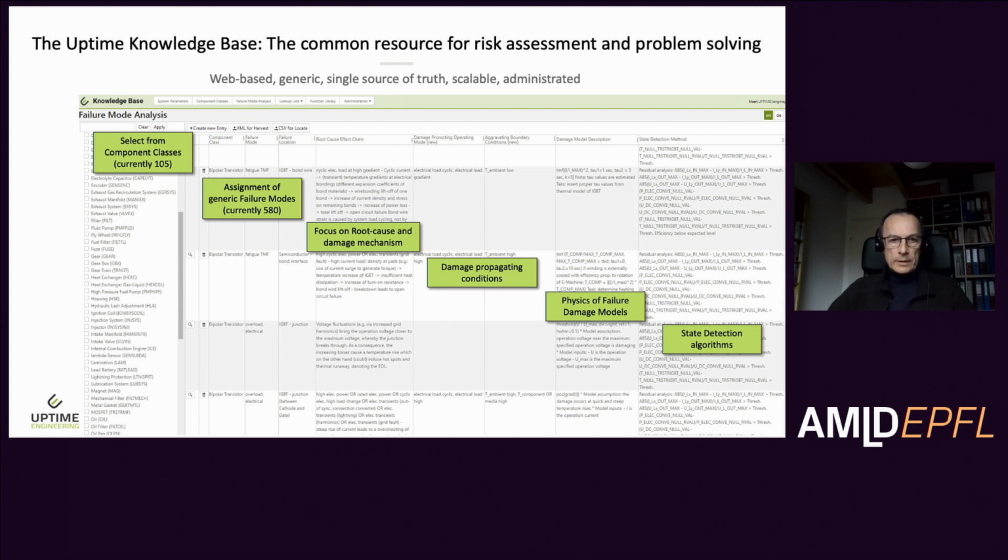The concentrate and the core of the whole activities is the root cause analysis. The root cause analysis indicates which type of degrading or damaging operation conditions are to be expected, and from this analysis it's possible to identify the physics of failure-based damage model, which later on can be used to predict remaining useful life. That's one aspect, and the other aspect is to identify state detection, indicating a certain deviation of a certain component from expected values with respect to a certain type of failure mode.